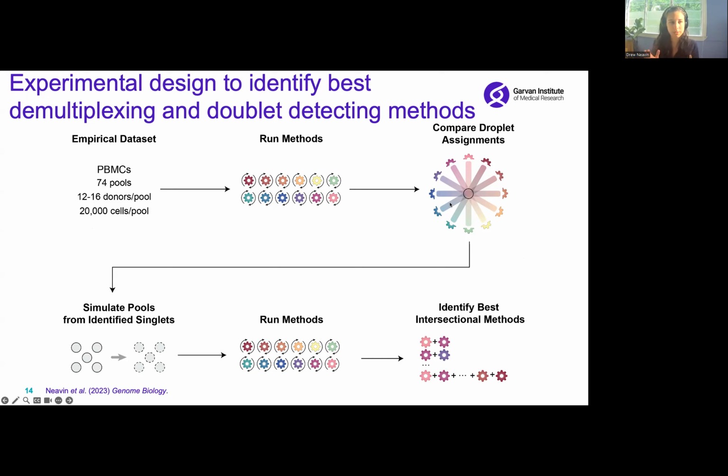And then we were able to take the singlets that all of the methods identified and simulate new pools that really establish a gold standard for us so that we know which cells are singlets and which are doublets. And we then applied the methods again to these simulated pools to identify the combination of methods that would perform the best in different experimental scenarios.